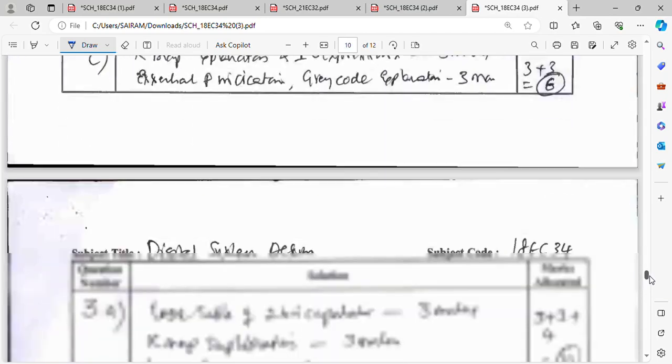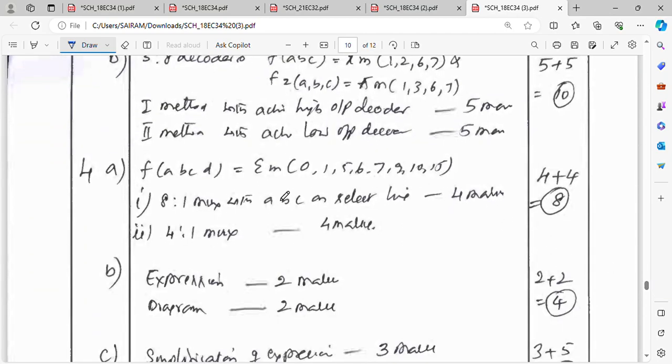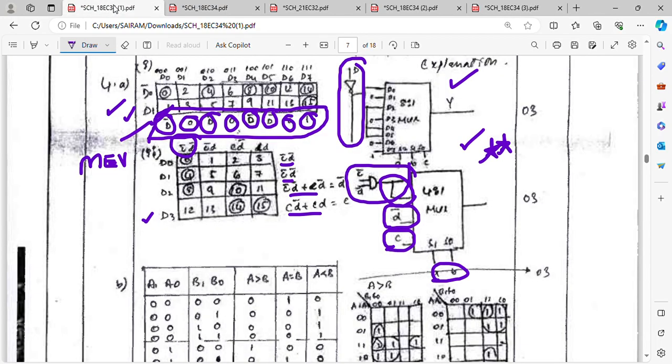So see here, they have written 4a. They don't say anything more, this much only they have told, and each one consists of 4 marks, that is this is 4 and this is 4. Hope you are getting it. And how to solve it, I have now told you, by this methodology it is supposed to be solved, right? I hope you got it.